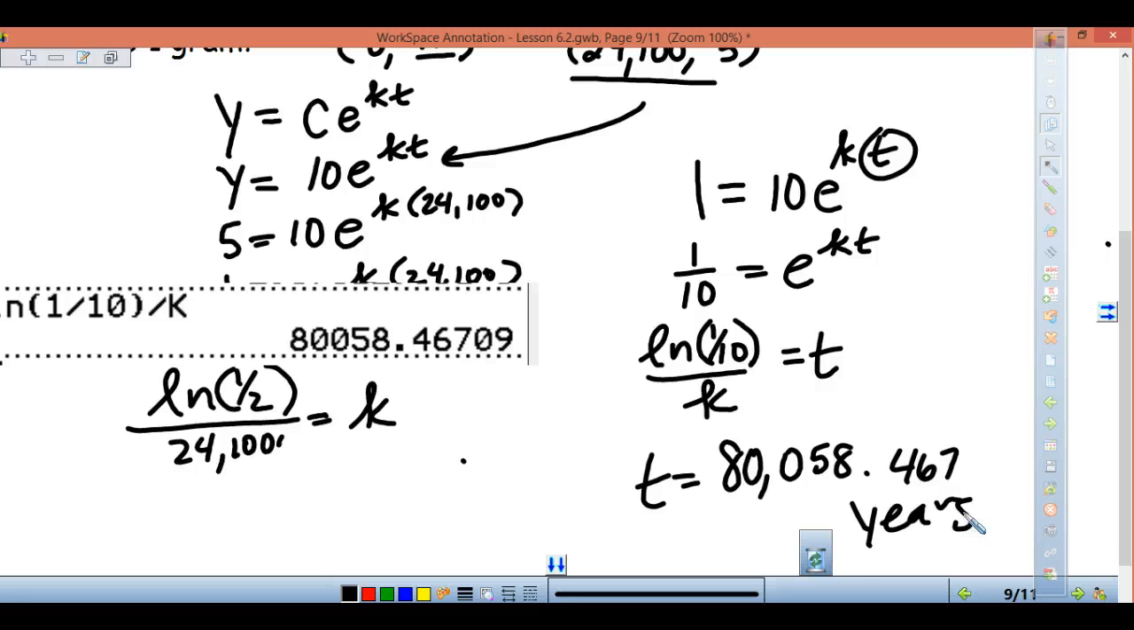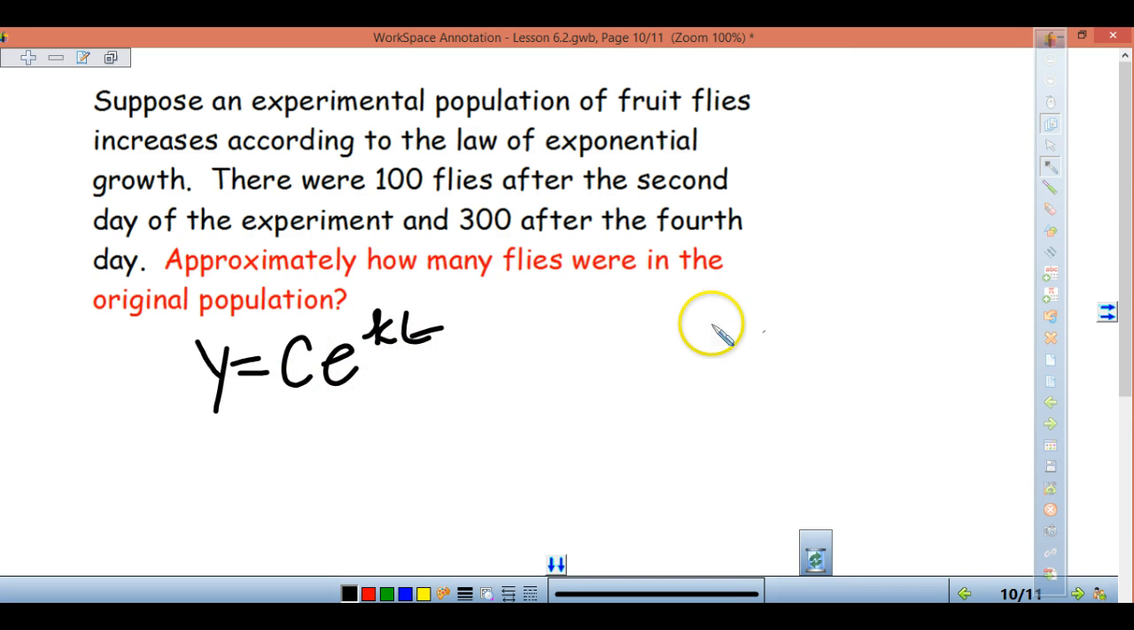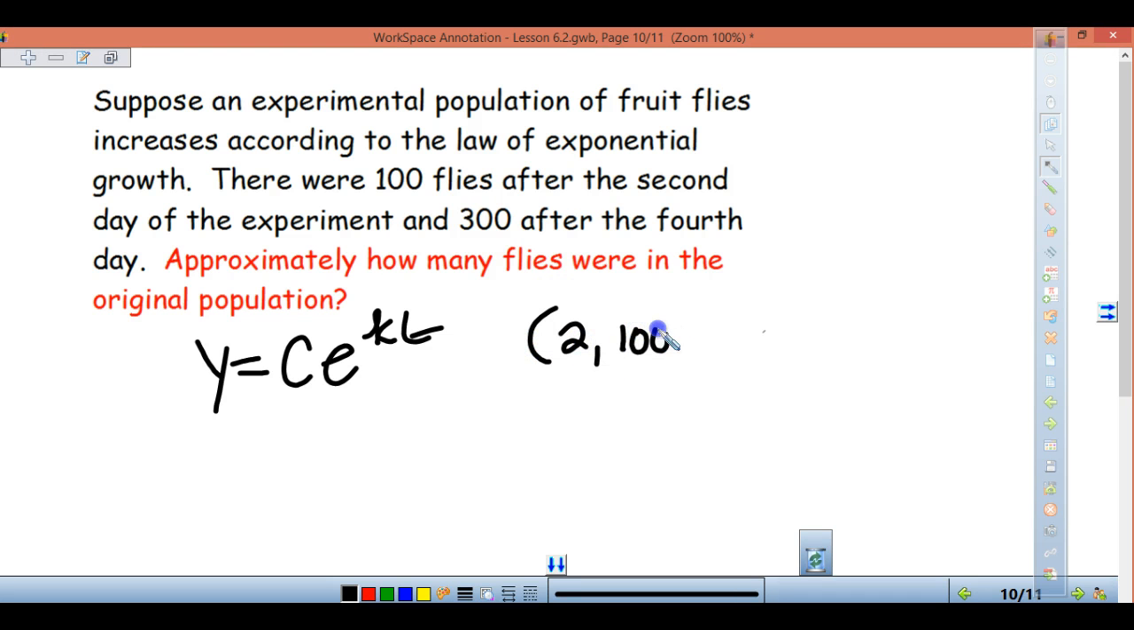A lot of the applications that you have using exponential growth and decay will be similar to that. I want to look at one last example that just starts with a different piece of information, just so you algebraically know how to treat that. Suppose an experimental population of fruit flies increases according to the law of exponential growth, so we're working with y equals c e to the kt. There are 100 fruit flies after the second day of the experiment, so after 2 days have elapsed, there's 100, and 300 after the fourth day.